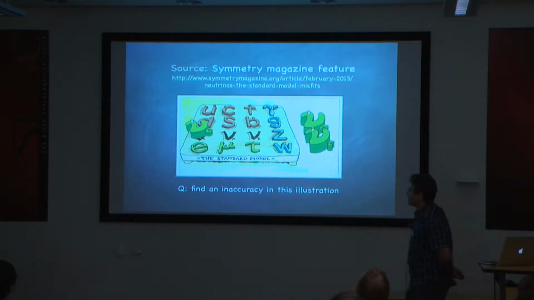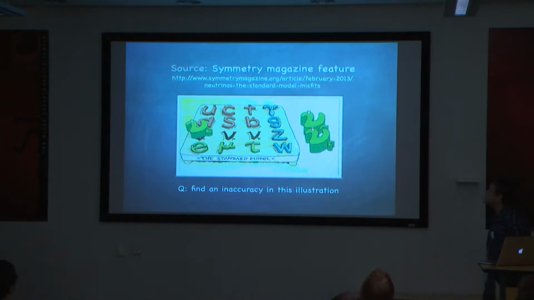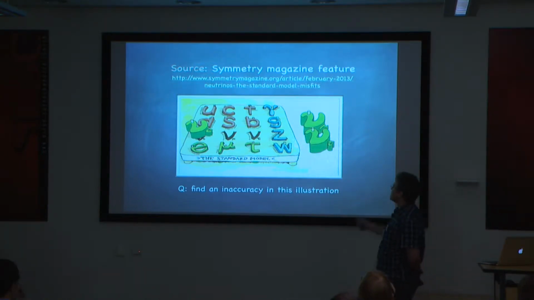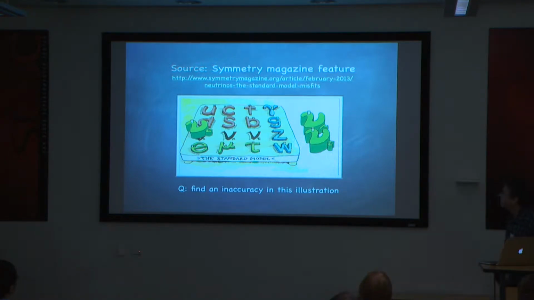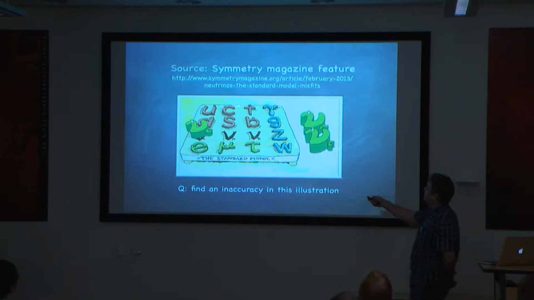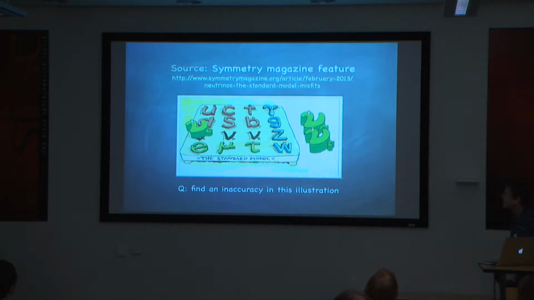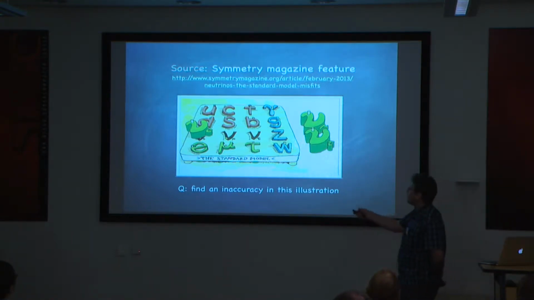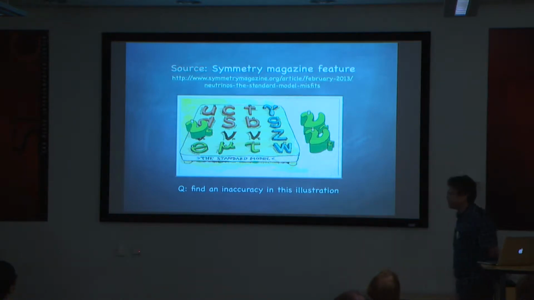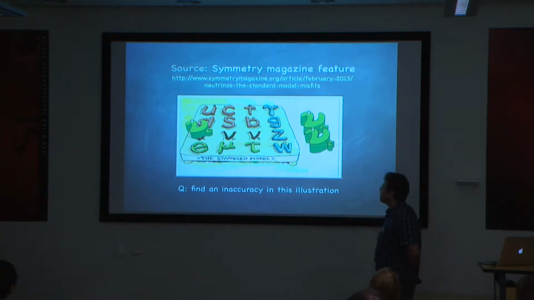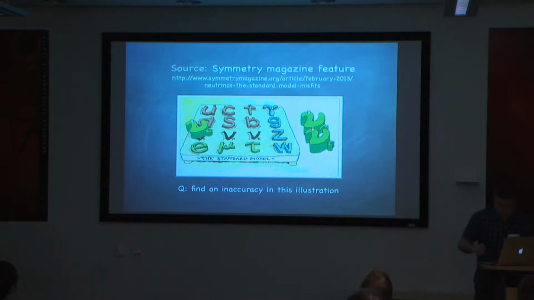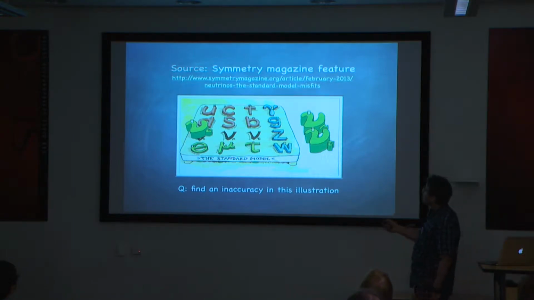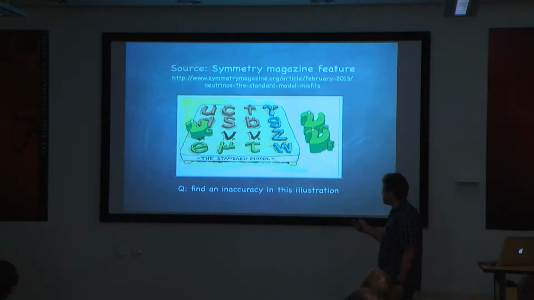The Symmetry magazine, which is a popular magazine in particle physics, has neutrinos finally as their feature story. This was last year. And they have this cute kids puzzle, which shows that the neutrinos don't really fit neatly with the rest of the particles. And the first question to interested students is, there is a small but important technical inaccuracy in this figure. So ponder what this might be. I'll return to this in a few slides.